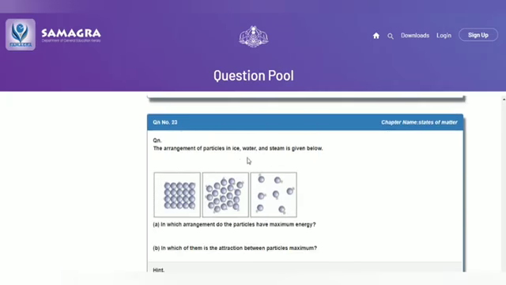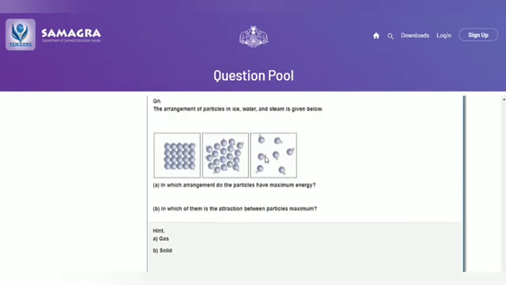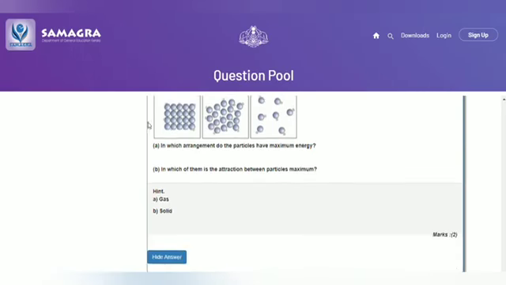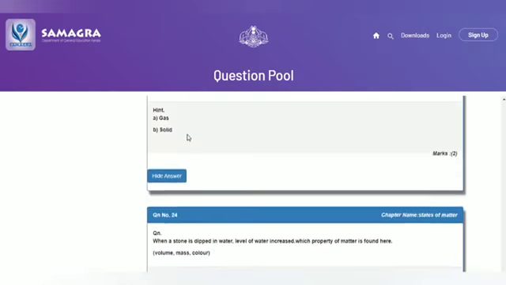Arrangement of particles of ice, water and steam is given below. In which arrangement do the particles have maximum energy? Maximum energy will be in the gas state. In which of them is attraction between particles maximum? Solid. In a solid, attraction will be maximum.